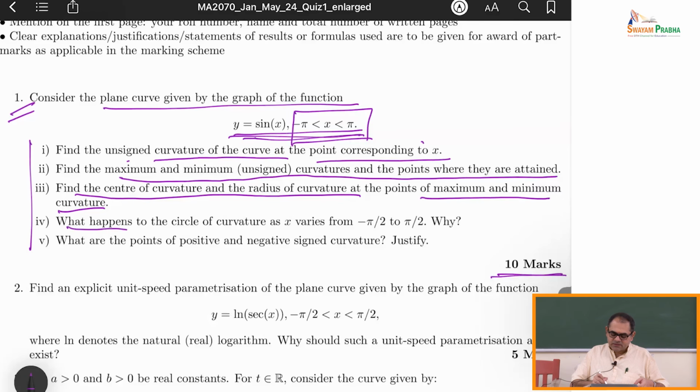What happens to the circle of curvature as x changes from minus pi by 2 to pi by 2? And so I wanted a geometric interpretation of that, which means that you should look at it pictorially. So as you can guess, this is what is happening. So the picture is like this.